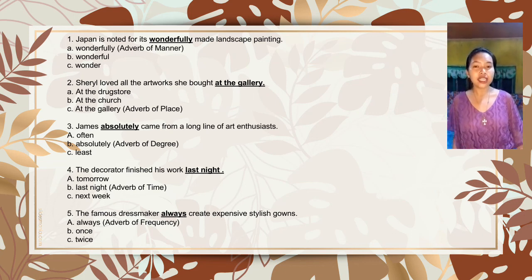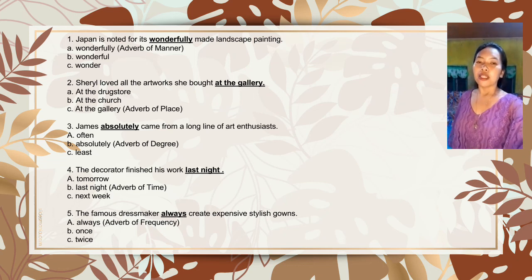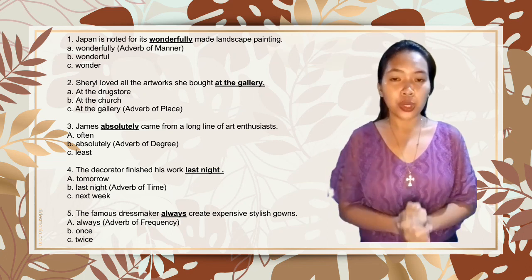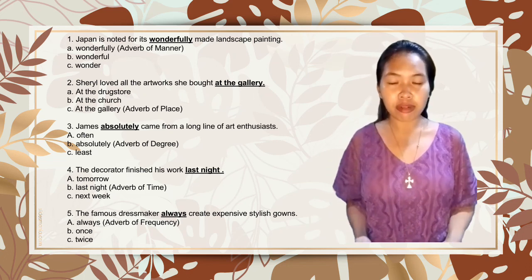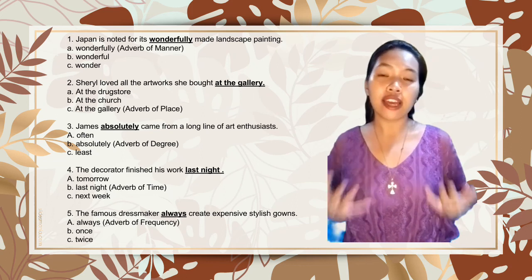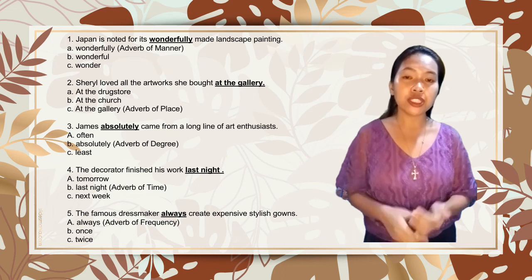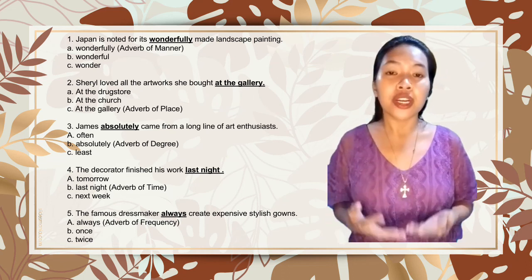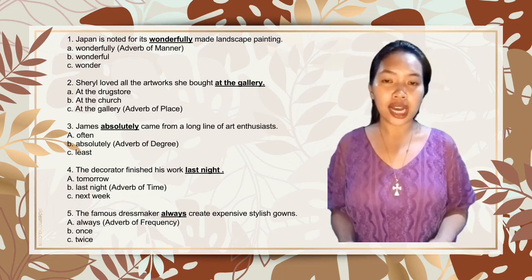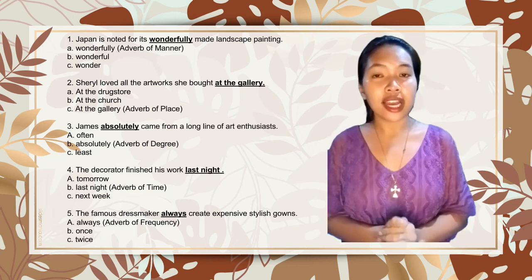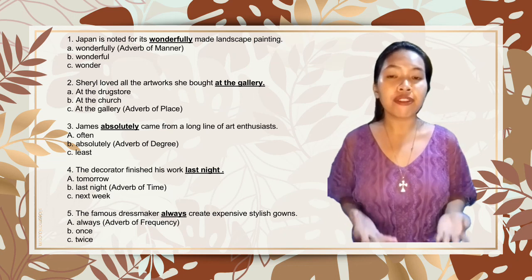James absolutely came from a long line of art enthusiasts. The decorator finished his work last night. So, last night is the adverb of this sentence, and the kind of adverb is the adverb of time. The famous dressmaker always creates expensive stylish gowns. So always is the adverb of this sentence, and the kind of adverb is adverb of frequency.